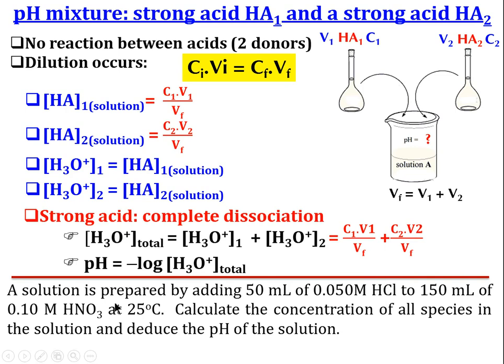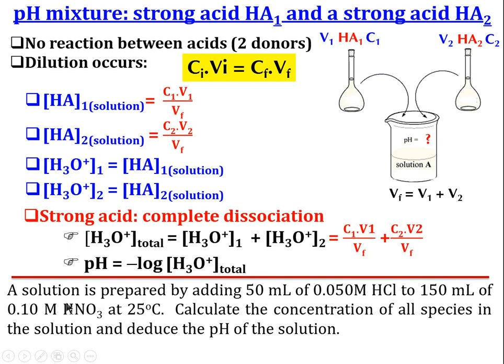First of all, HCl and HNO3 are two strong acids, so we don't have a reaction between them. What would happen when we mix HCl with HNO3? We have to take into consideration the dilution factor. So the new concentration of HCl in the solution is equal to 0.05 times 50 divided by the V total, which is 150 plus 50, equal to 200 ml. So this is the new concentration of HCl.